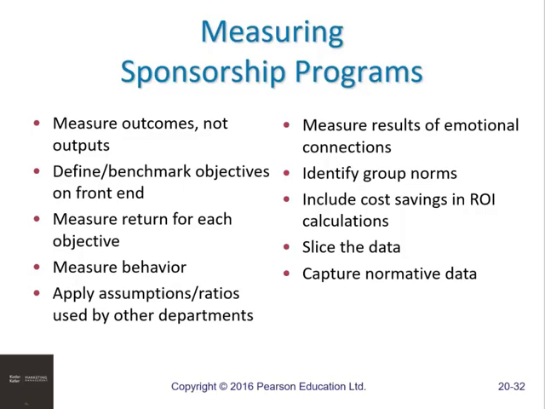Marketing Memo, Measuring High-Performance Sponsorship Programs, offers some guidelines from industry experts. These include: measure outcomes, not outputs. Define benchmark objectives on the front end. Measure your return for each objective. Measure the behavior. Apply assumptions, ratios used by other departments. Measure the results of emotional connections. Identify group norms. Include cost savings in ROI calculations. Slice the data and capture normative data.